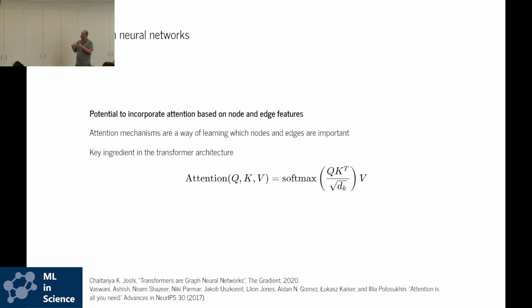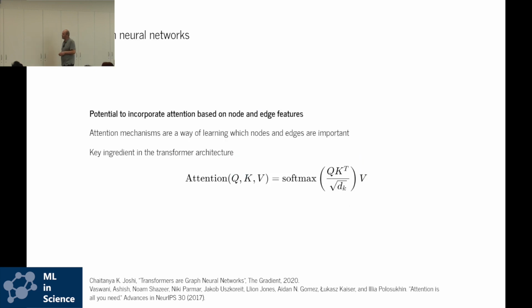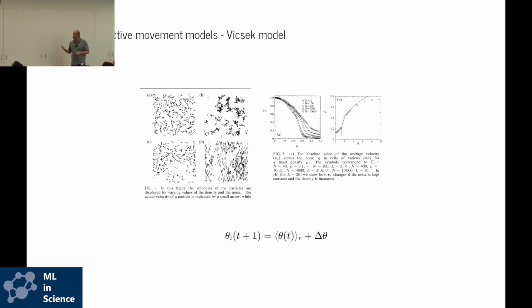But for anyone who isn't, the graph neural network just allows you to think about structure in your data as a network, and the transformer effectively is like a fully connected network with attention. So this is the attention mechanism. And why these are working well for us is that there's a lot of similarity between these types of models and the models we use to simulate collective movement.